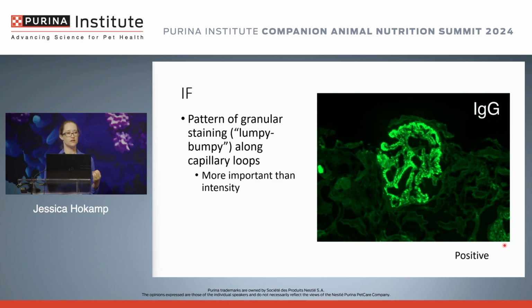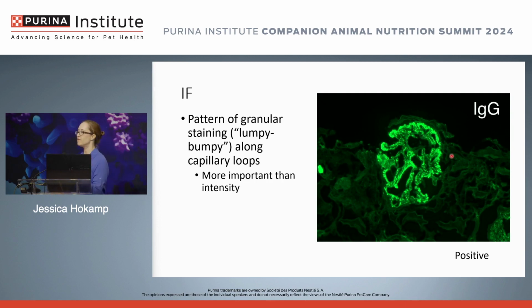Versus this one, this is IgG in a dog that was definitively positive for ICGN. And the classic feature of immunofluorescence for ICGN is this granular pattern of staining, or lumpy bumpy. So we have these capillary loops, and we see little dots all along those capillary loops.